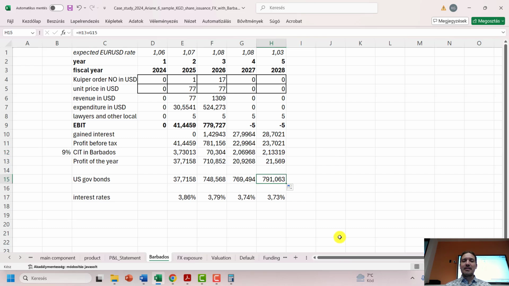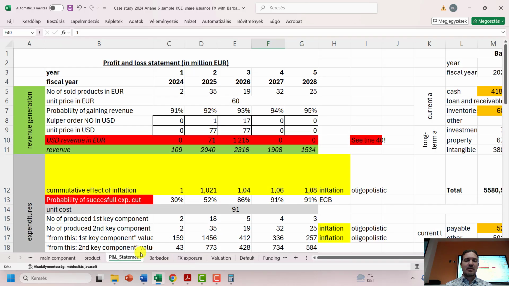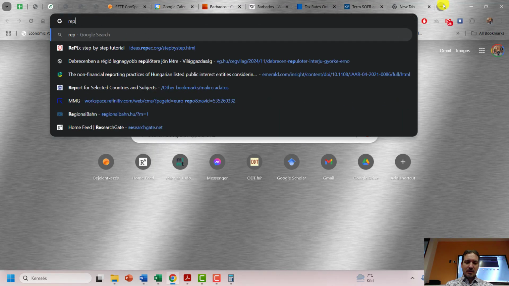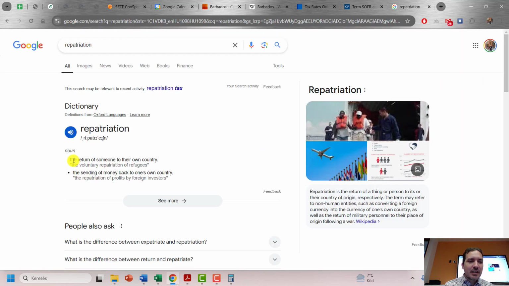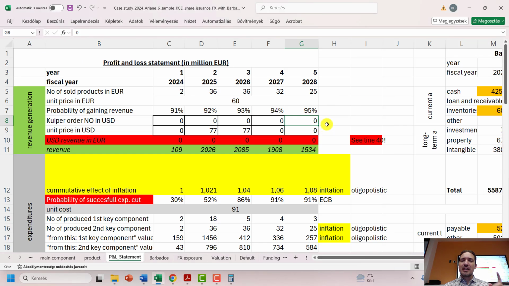So then we have to sell this and bring it home, and now we should prepare the company to collect this one. So okay, we can say that this is 0, this is 0, so now it's removed from the equation, and then repatriation. What is the repatriation? Yes, return of someone for the current country. Yes. So repatriation of the profit will happen.